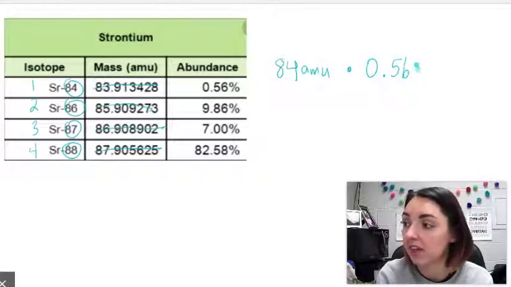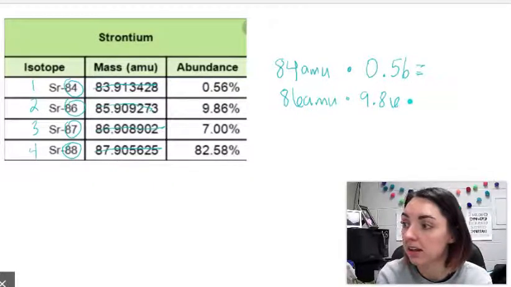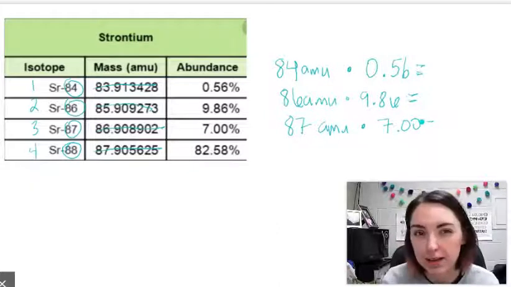I'm going to do that for all of these, multiplying each by its percentage. So again, I've got 86 AMUs at 9.86%. Same thing with my 87 AMUs. And by the way, there are different ways you can do this. This is just one way I'm showing you. Mathematically, I'll show you another way that works the same.